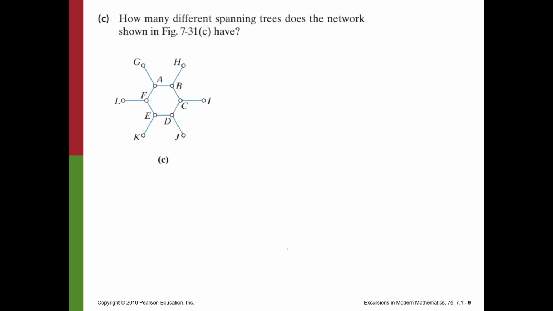So here, this is just asking how many different spanning trees does the network shown have, right? And so then, again, we have 1, 2, 3, 4, 5, 6, 7, 8, 9, 10, 11, 12 vertices. So all we need is 11 edges. So n is equal to 12. To get a tree, we need 11. And so then what we have is 12 edges.